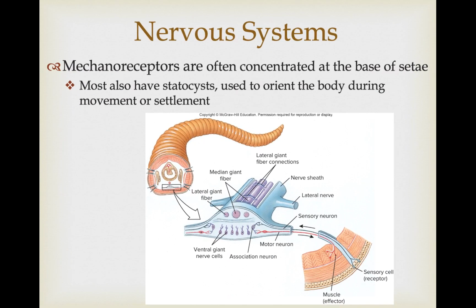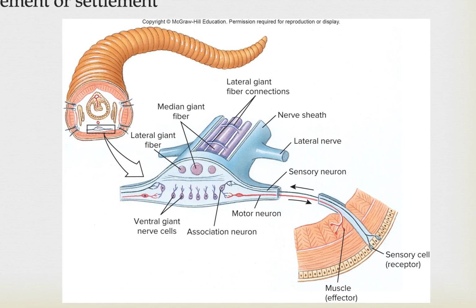There are lots of neurological receptors in these animals. Many of them are mechanoreceptors. They are concentrated oftentimes at the base of the setae so that the setae have a very good feel for the environment that they're in. And we also see that there are statocysts associated with these areas that help the body orient during movement or settlement.